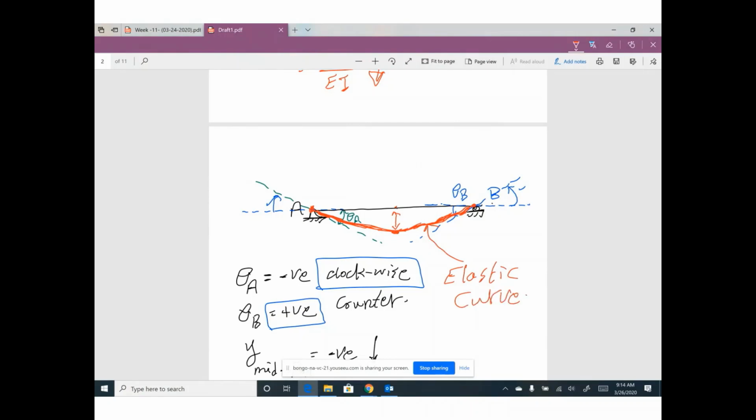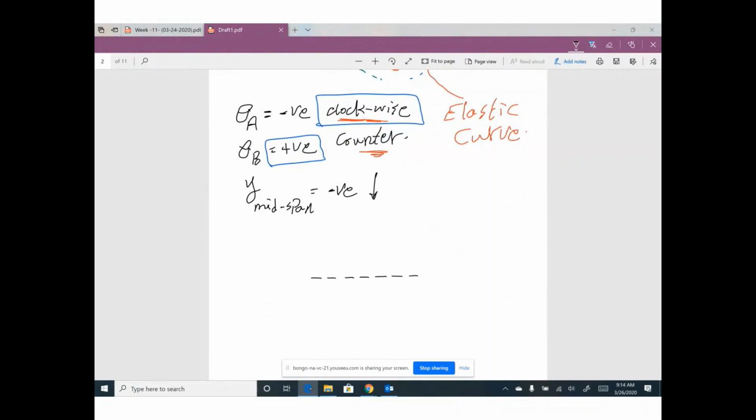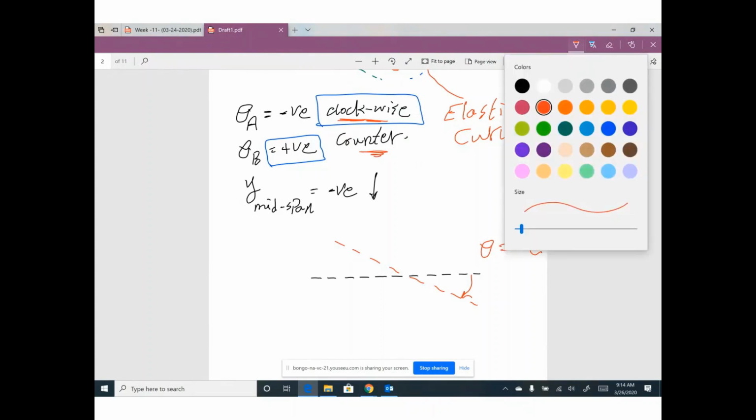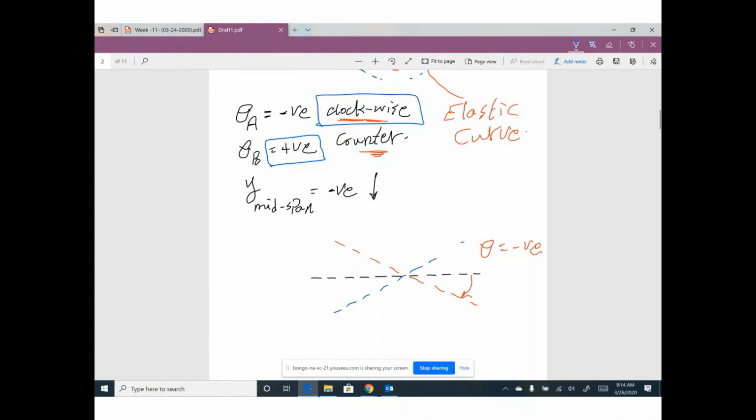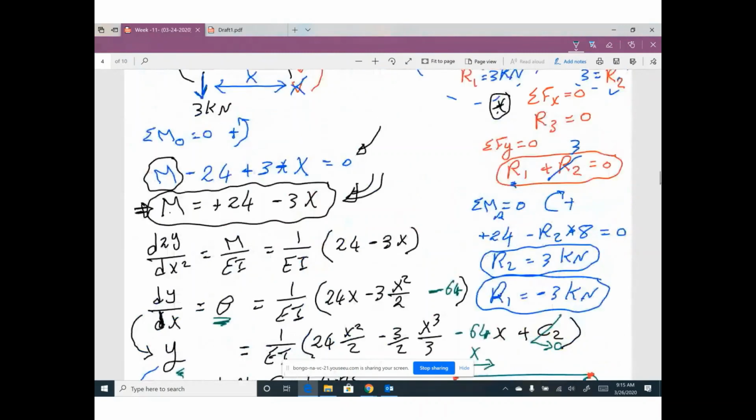So can you understand right now what it means, clockwise or counterclockwise? The original shape of your tangent is a horizontal direction. After deformation, your tangent probably will rotate in a clockwise direction if your theta is negative. Or probably your tangent will rotate counterclockwise if your theta is positive. And if your deflection is positive, your point will move up. If your deflection is negative, your point will move down. One more time. We have another example.